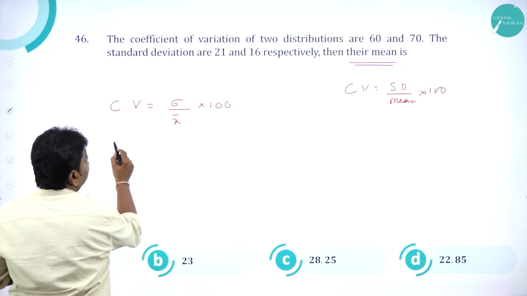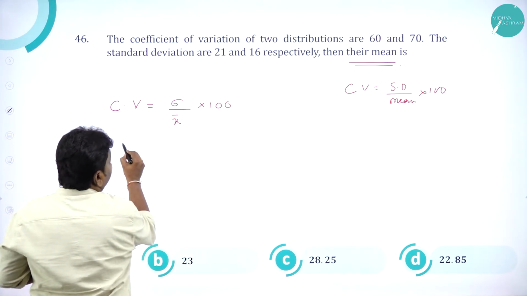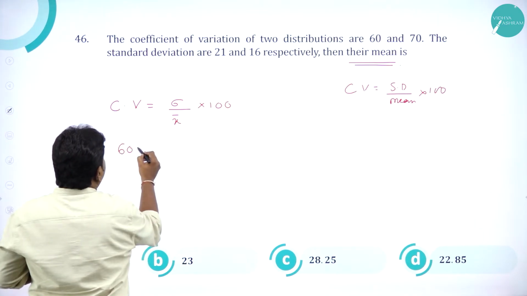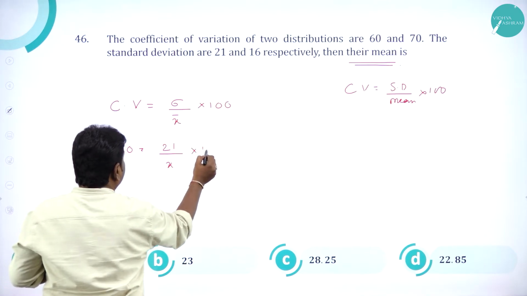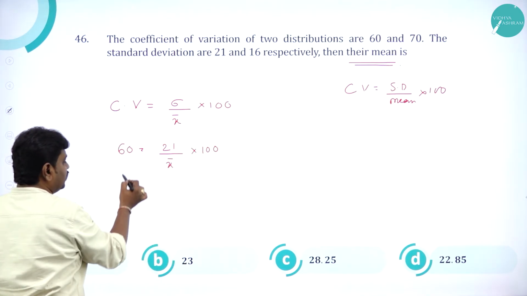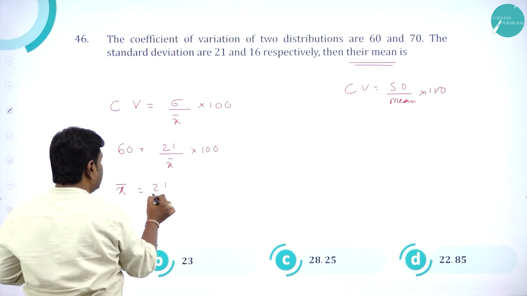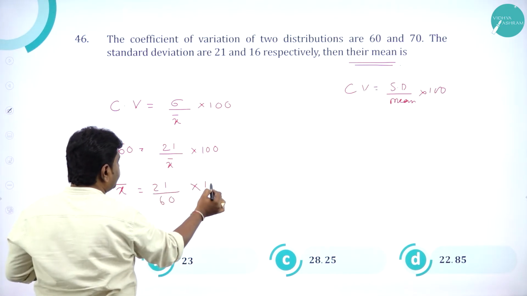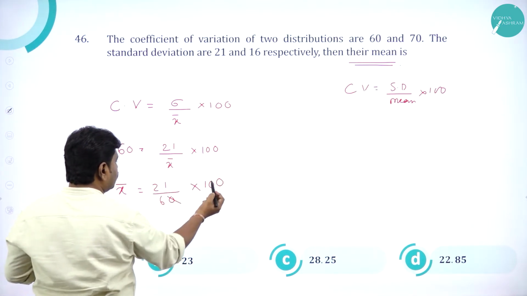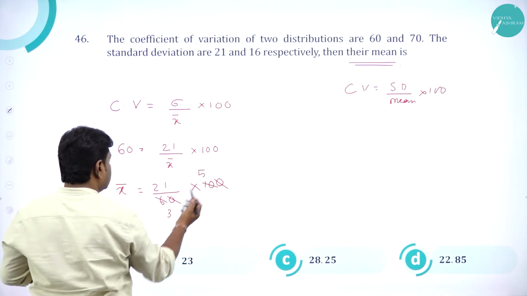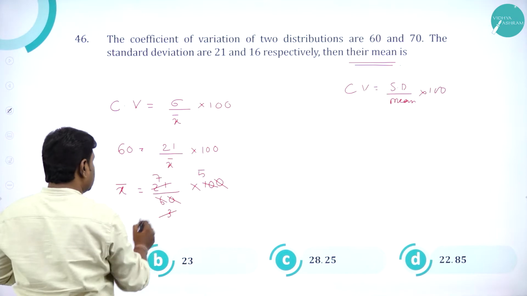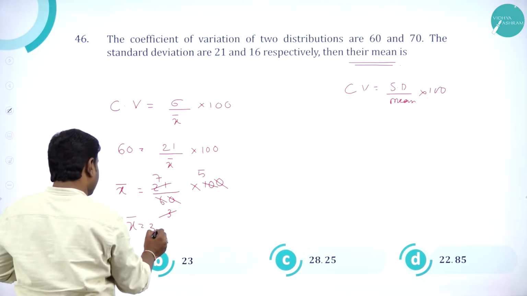For the first case, what is the CV they told? The coefficient of variation is 60 and the standard deviation is 21. Mean we don't know, into 100. Simplify this. Bring this to this side. X bar is equal to 21 divided by 60 into 100. Simplify this. 0, 0 cancels. 2, 3s are 6. 2, 5s are 10. Again, 3, 1s are 3. 3, 7s are 21. First case, mean is 35.